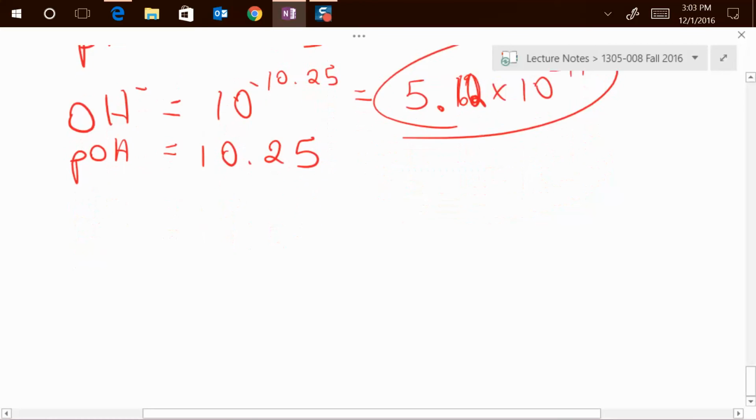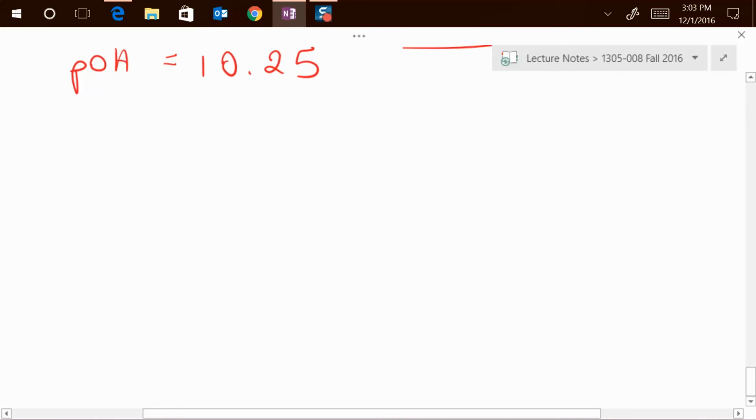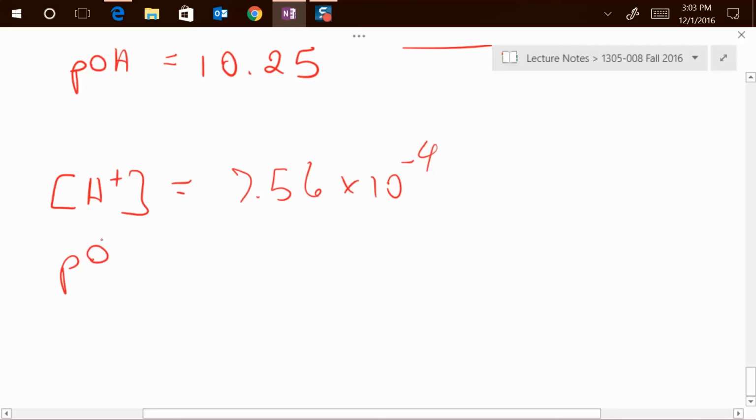You want to do one more? Yes. Okay. Let's say your H plus ion concentration is equal to 7.56 times 10 to the negative 4. What is your pOH equal to? What's the first step? Which way do you guys want to go? pH. Okay, so what's your pH here? Negative log. I need to take the negative log of 7.56 times 10 to the negative 4, and that's going to be my pH.